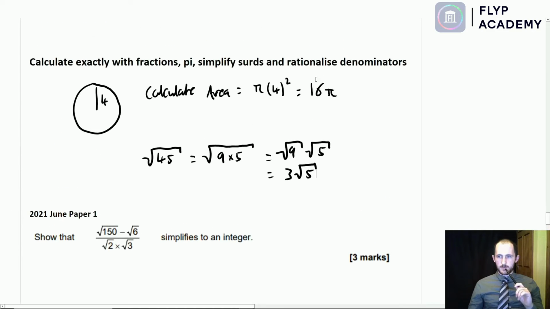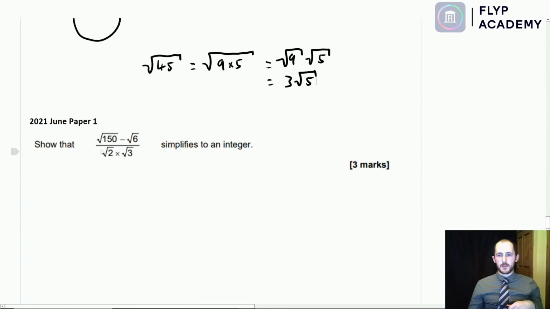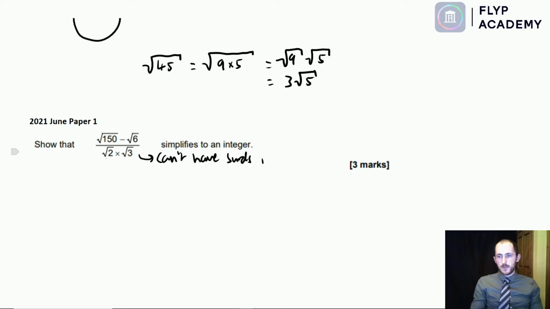So, this last bit says rationalize the denominator. What does that mean? Well, surds are irrational numbers, which means they're infinitely long. If you type in root 2 on your calculator, it comes up with a ridiculously long number, because it's irrational. So you can't have surds in the denominator. It's illegal. If you see a surd in the denominator, you have to rationalize it. Get rid of it. So let's see what we do here.